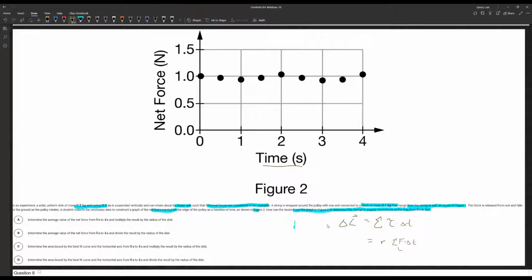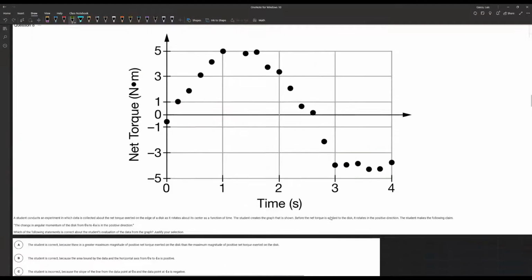And so if we see, we have net force and time on the same side of the equal sign. This is telling us get the area. And so we determine the area bound by the best fit curve and the horizontal axis from 0 to 4 seconds, and then we multiply the result by the radius of the disk. And so C is our best answer choice. Very nice.